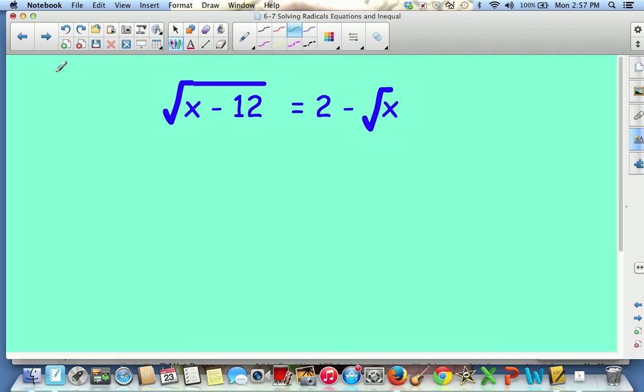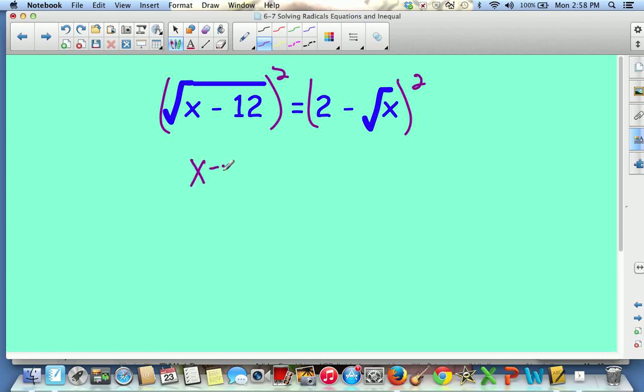Let's try another one. The square root of x minus 12 equals 2 minus the square root of x. So we can't really get this guy by itself. It's already alone. And so we can't subtract this over because then it would be with this guy. And so what we can do is just go ahead and square this. If we square both sides, make sure we're squaring the whole thing.